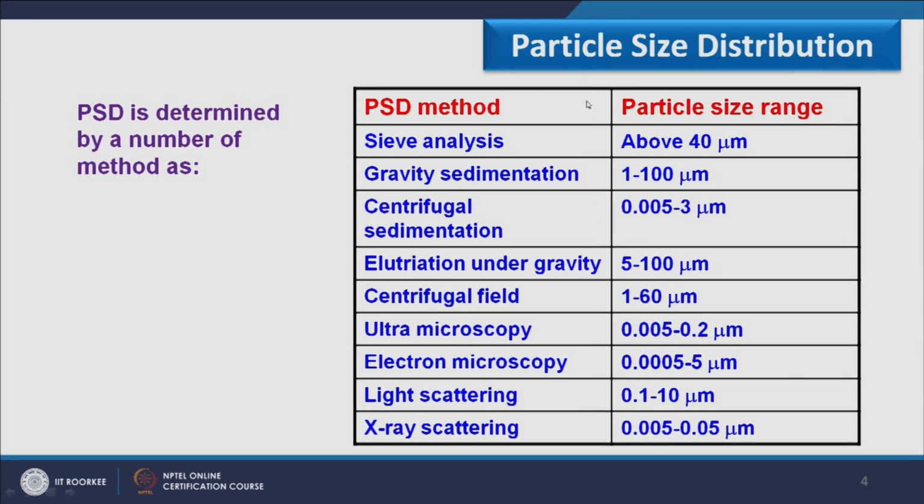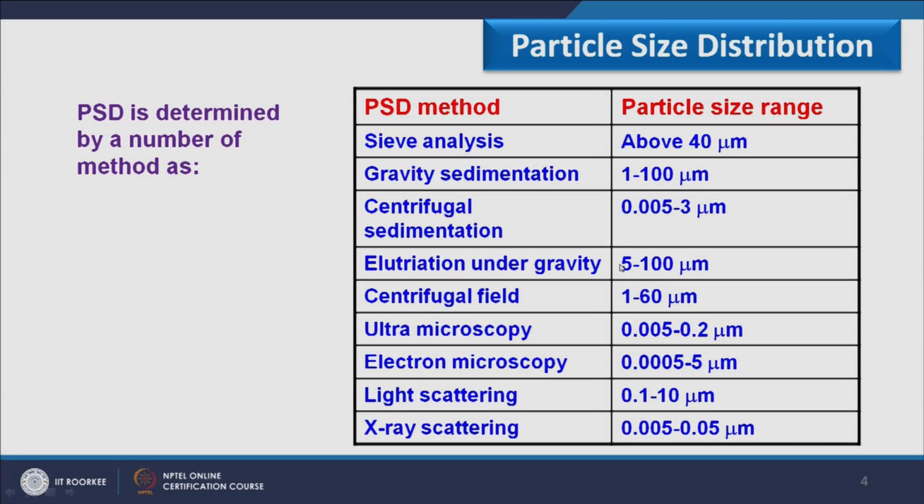Particle size is determined by a number of methods. If you see this table, in the first column we have the PSD method, by which we can determine the particle size, and here I have the particle size range measured by each method. If I consider sieve analysis, it measures particle sizes above 40 micrometer, gravity sedimentation 1 to 100 micrometer, and so on. We have different methods. In this particular lecture, we discuss sieve analysis to measure the particle size distribution.